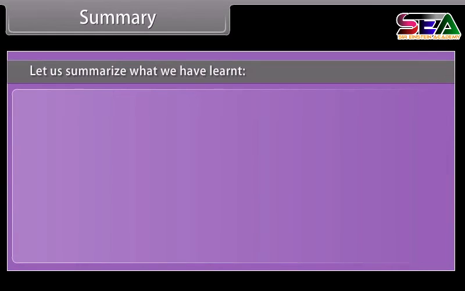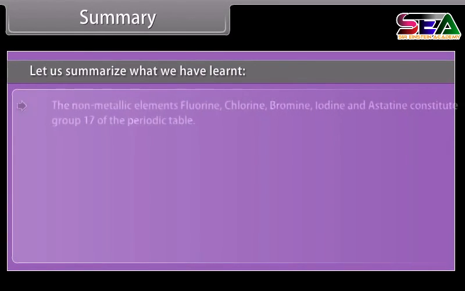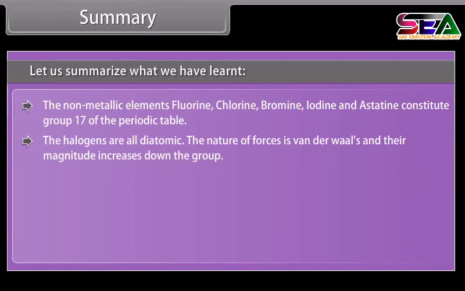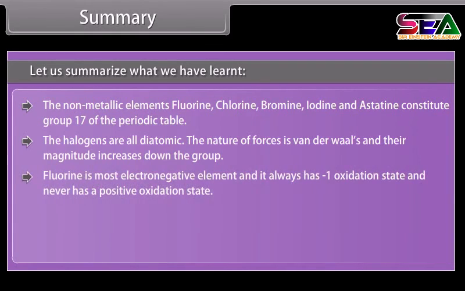Summary. Let us summarize what we have learnt. The non-metallic elements fluorine, chlorine, bromine, iodine and astatine constitute group 17 of the periodic table. The halogens are all diatomic. The van der Waals forces are of a nature whose magnitude increases down the group. Fluorine is the most electronegative element and it always has a -1 oxidation state and never has a positive oxidation state.